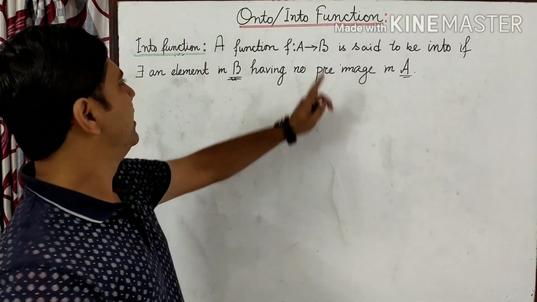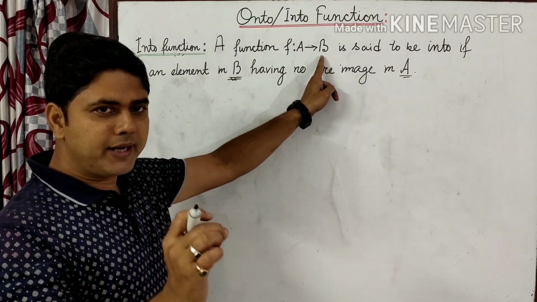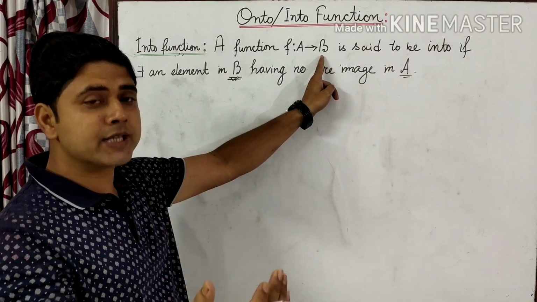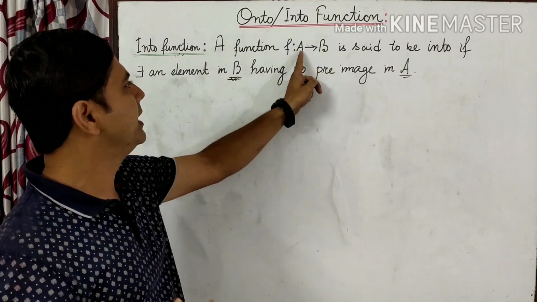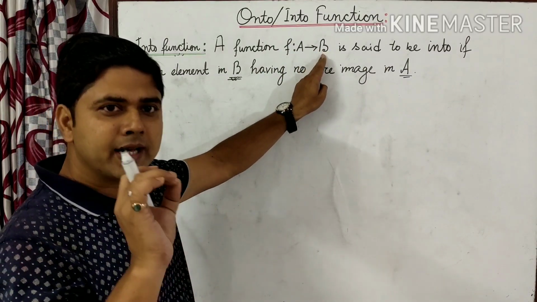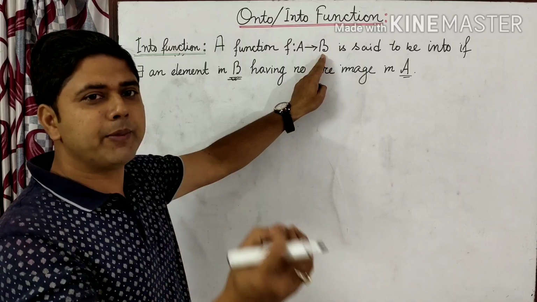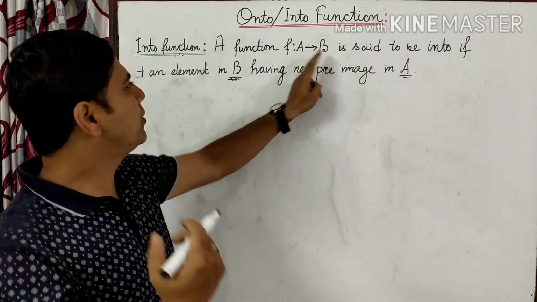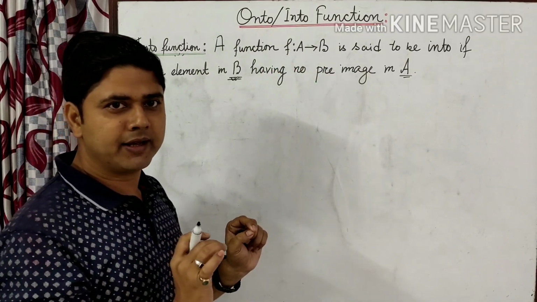That means what? There exists at least one element in set B which has no pre-image in what? Set A. In set B there must be at least one element which has no pre-image in your set A.